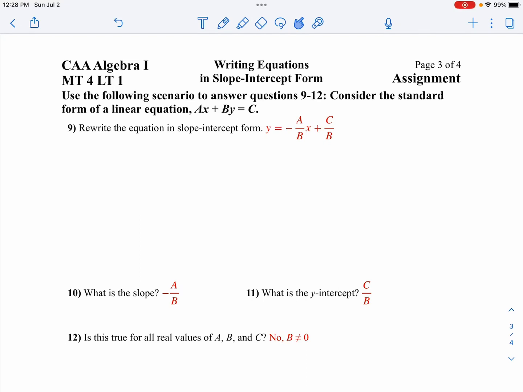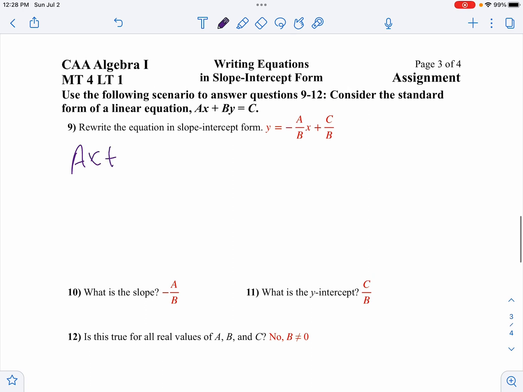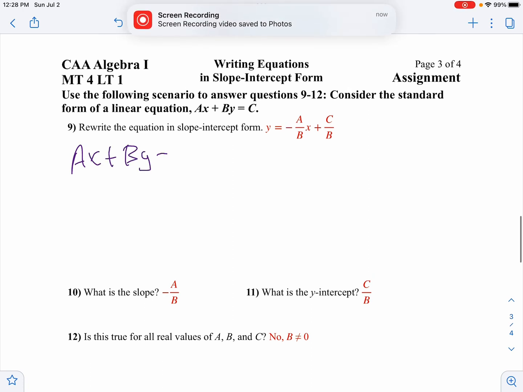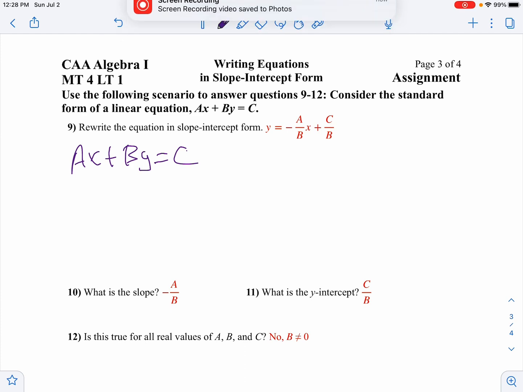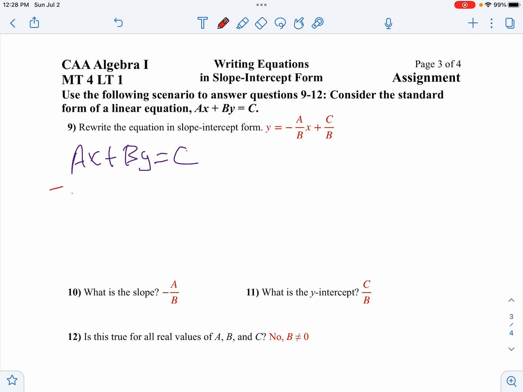On question number 9, I'm going to write down my equation: AX plus BY equals C. And I'm going to get y by itself. So to get y by itself, I subtract AX from both sides. There are no like terms here, so I'm going to say BY equals negative AX plus C.